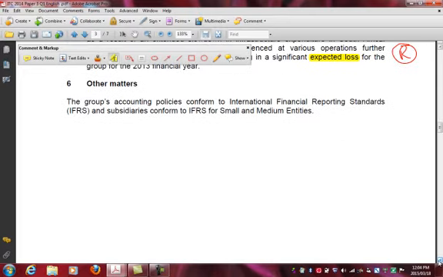Number 6, other matters. The group's accounting policies conform to the International Financial Reporting Standards, IFRS, and subsidiaries conform to the IFRS for SMEs.